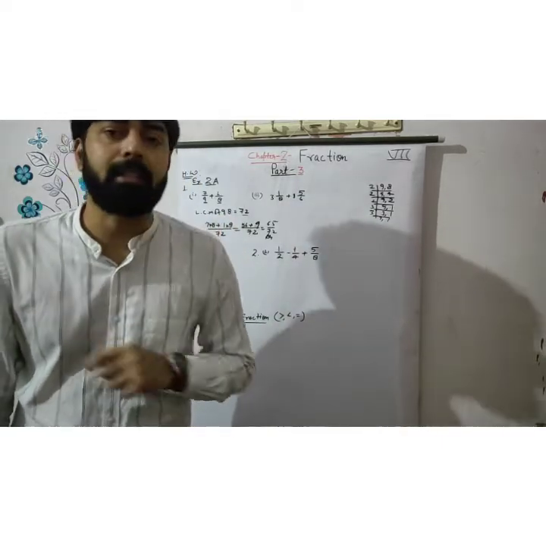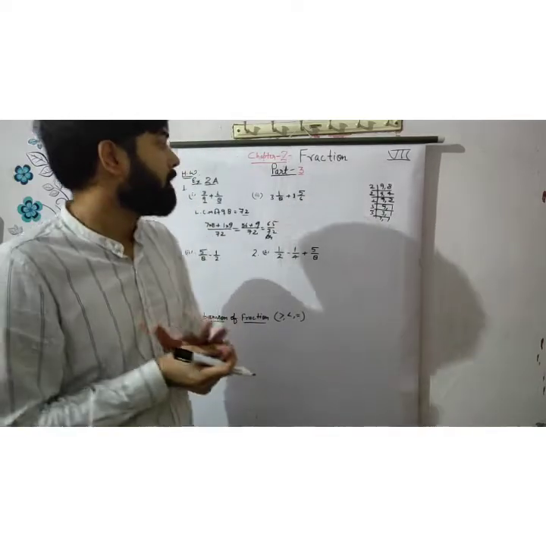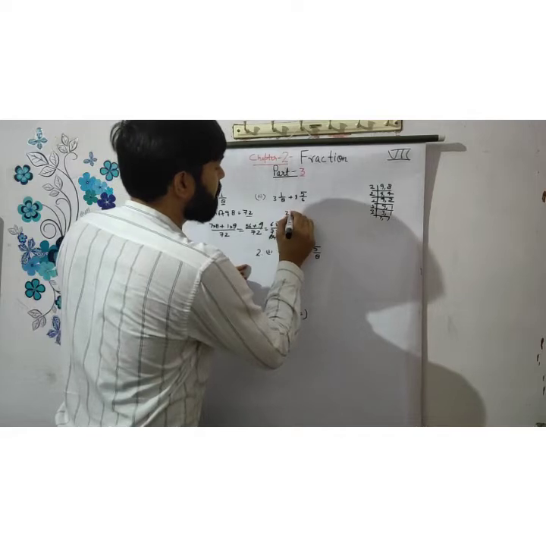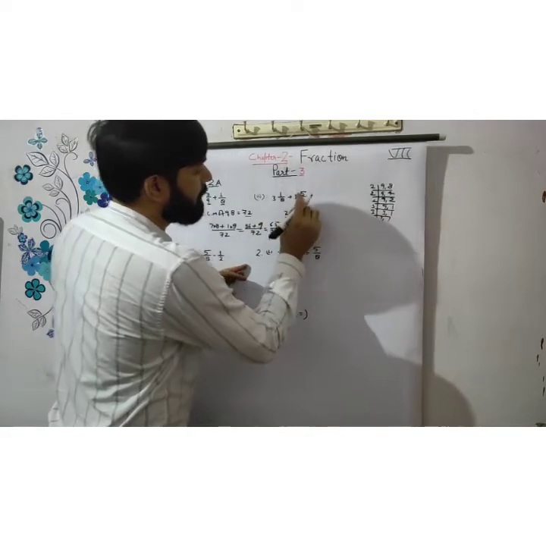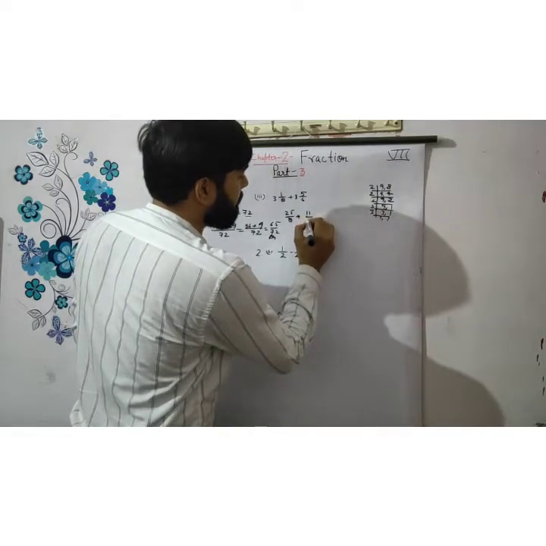Now the next one is given as a mixed fraction, and we know that in any fraction question we cannot solve with a mixed fraction. So firstly we convert the mixed fraction into an improper fraction. So 8 3s are 24 plus 1, 25 upon 8, plus 6 1s are 6 plus 5, 11 upon 6.